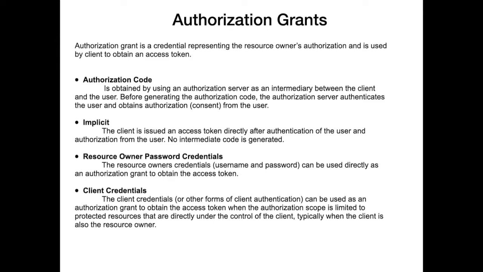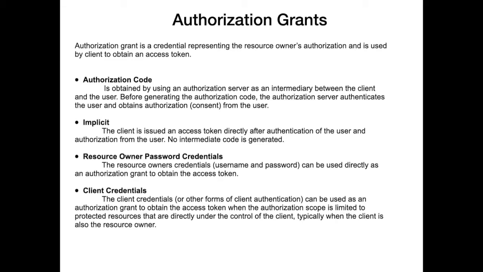Another type of authorization grant that the client can get access to is known as the implicit grant. In implicit grant, the client is issued an access token directly after authentication of the user and authorization from the user. No intermediate code gets generated.